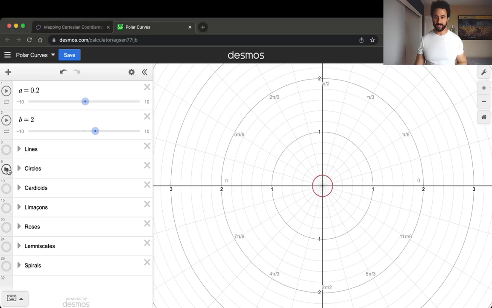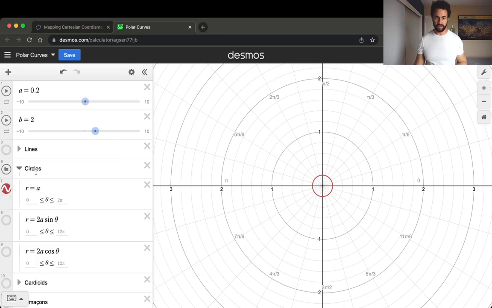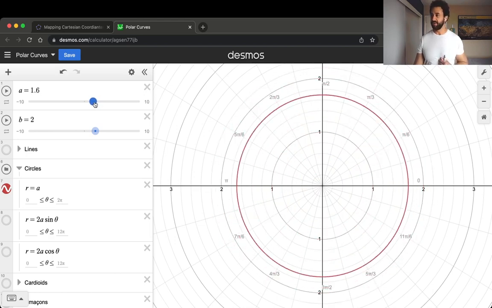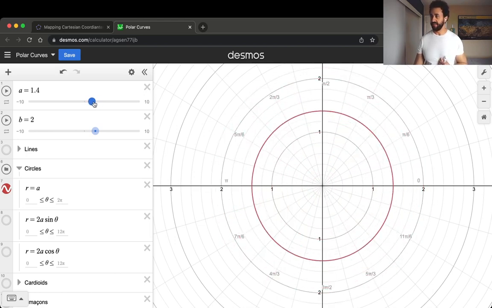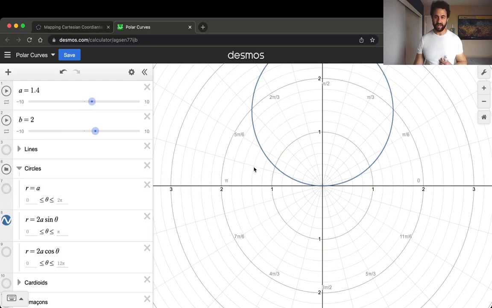Let's see the circles. So this is a circle of radius 0.2. Here are the equations for it. And as I increase a, I should say this: r equals a is just a circle centered at 0 of radius a. This is what we saw earlier. That's r equals a. Now let's look at r equals 2a sine theta.